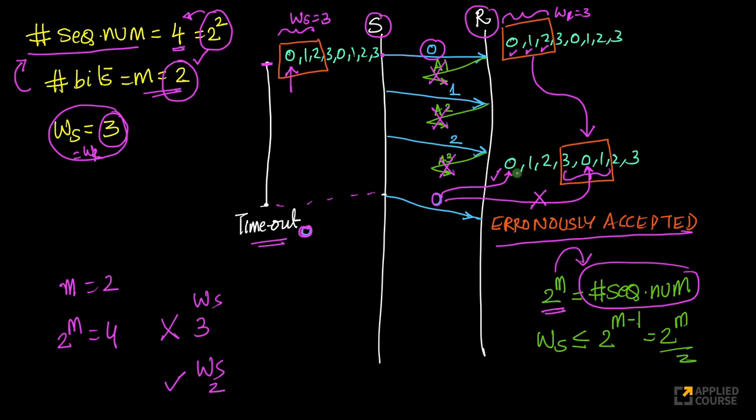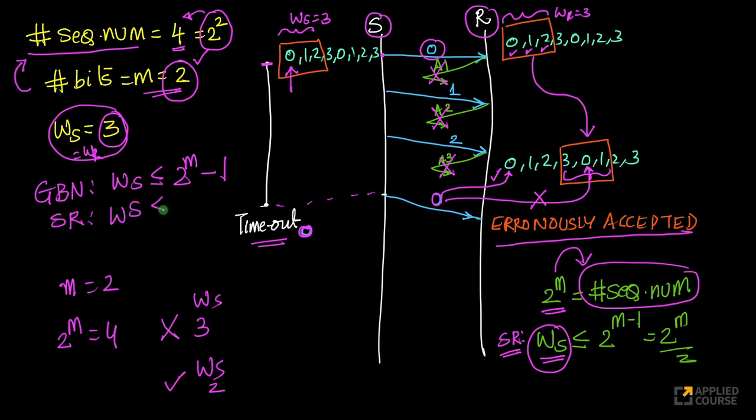So using the same argument, we can show that the window size in the case of selective repeat should be less than or equal to 2 power m minus 1. Remember, in your GBN, go back n, my window size was less than or equal to 2 power m minus 1, where the 2 power m minus 1 is the value. In the case of selective repeat, my window size is less than or equal to 2 power (m minus 1), in the exponent. Again, a lot of people get confused with this, but this example should help you remember the details.